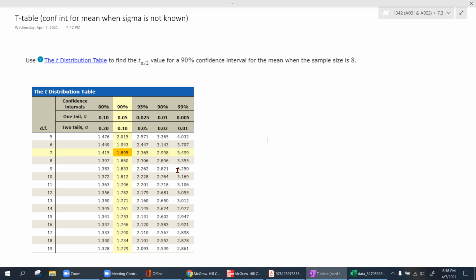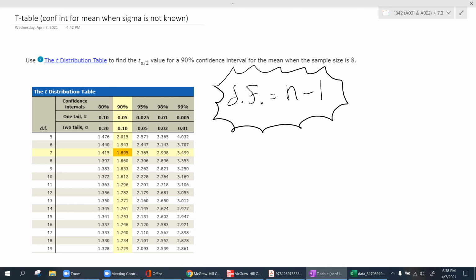The next thing you need to know is how to find df, which is known as your degrees of freedom. Your degrees of freedom is always going to be your sample size minus 1. This is one of those formulas that may not be on the formula sheet, but you're expected to know it. So here, my degrees of freedom for this problem would be 8 minus 1, which is 7.